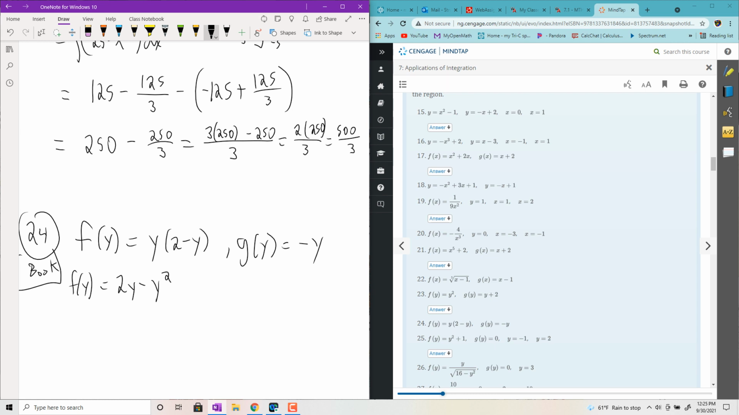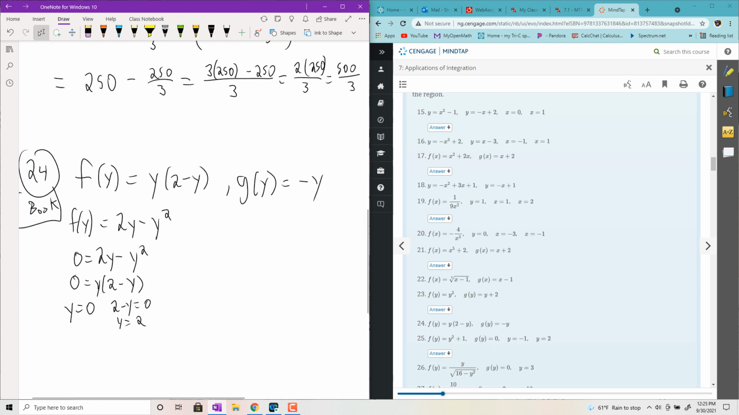You could get the intercepts if that helps. It'll be 0 equals 2y minus y squared. 0 equals y times 2 minus y. Oh, it was already factored. Oh, I'm an idiot. Okay. So y is 0, and then 2 minus y is 0, so y equals 2. So those are the intercepts.